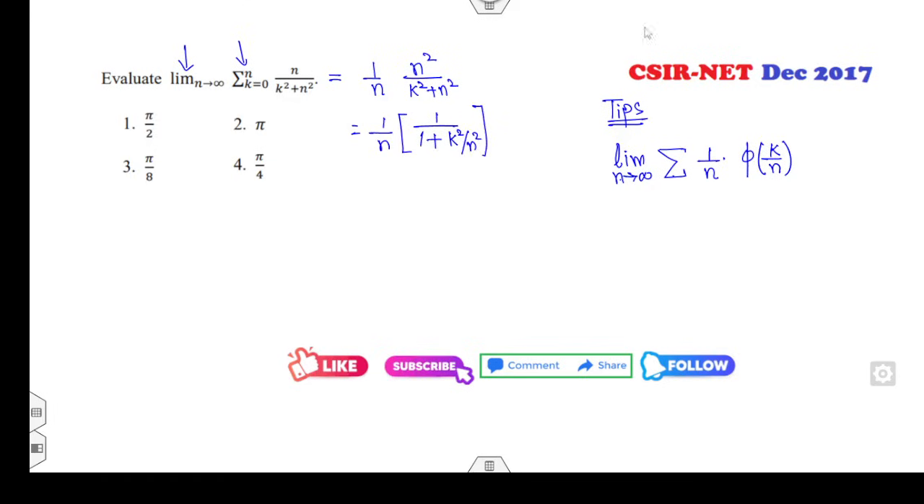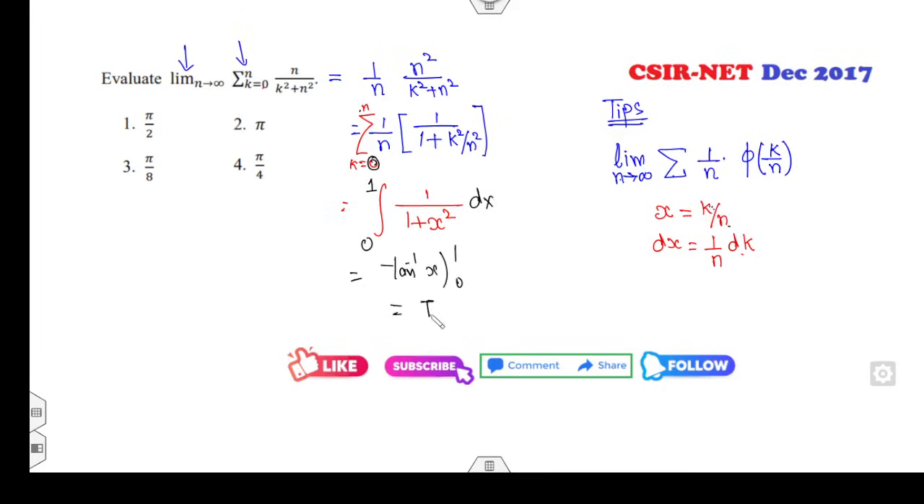It has become this form. Now you can take x as k over n. So what is dx? dx is 1 over n into dk. Dk means the summation where k varies from 0 to n. So that limit will be the integral of 1 over 1 plus x square. Now you can find the limits. When k is equal to 0, x will be 0. When k is equal to n, k over n is 1. So now you can solve that. That will be tan inverse x. Pi by 4 is the right answer of the problem.